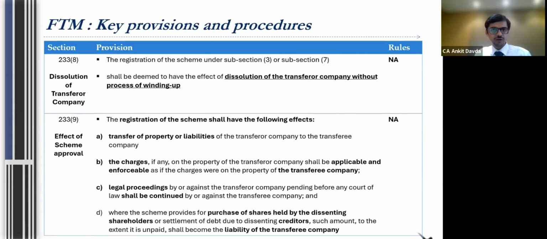233(9) gives a statutory framework, what we just discussed in the scheme. Whatever you write in the scheme, they are saying upon registration of the scheme shall have the following effect: the property and liability of the transferor company will become those of the transferee company. If there are any charges registered on the property of the transferor company, they will continue against the transferee company. Legal proceedings will be continued. And if there are any dissenting shareholders or creditors, and the scheme provides that such creditors or shareholders be paid, then such unspent, undischarged liability will become the liability of the transferee company upon the scheme getting approved. So this is the effect of registration of the scheme. Whatever you have written in the scheme will also operate, and additionally, these are specific provisions under the law.